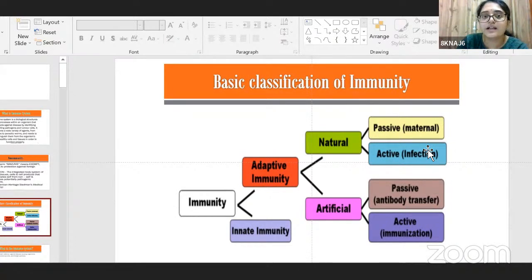You're giving it in an inactivated form wherein it does not cause the disease, but your cells within the body will be able to recognize them and distinguish and tell that they are foreign in nature, so we have to act against them. So that comes under artificial active immunity. That is your immunization, or all the vaccines come under this category.